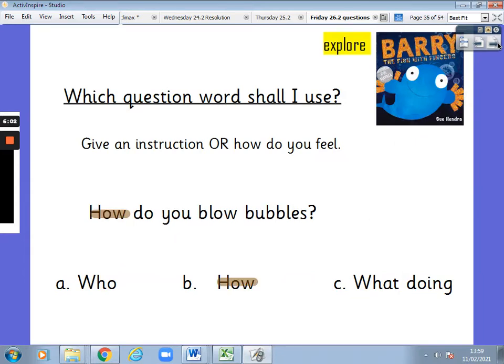How do you blow bubbles? How? The brown question words. How do you blow bubbles? Give me instruction on how to blow bubbles.